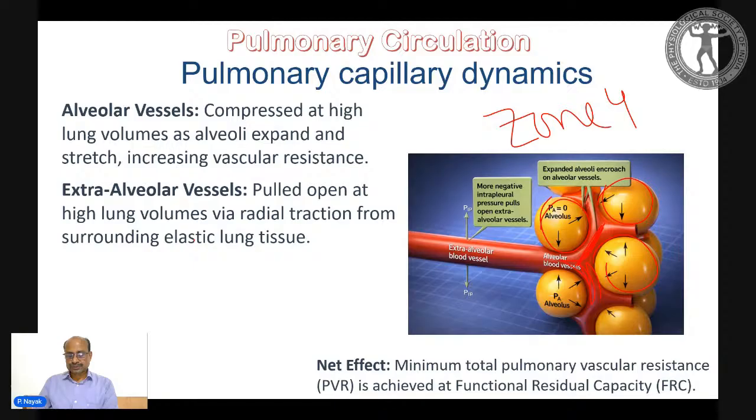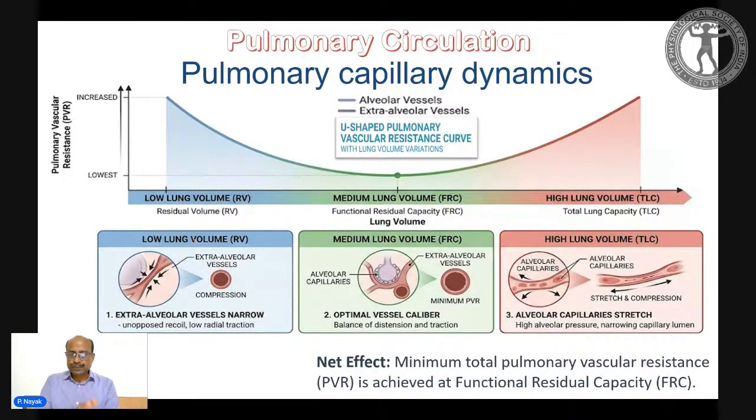If we plot it graphically, we see that with the functional residual capacity, which is very important, the pulmonary vascular resistance is lowest, as you can see here.